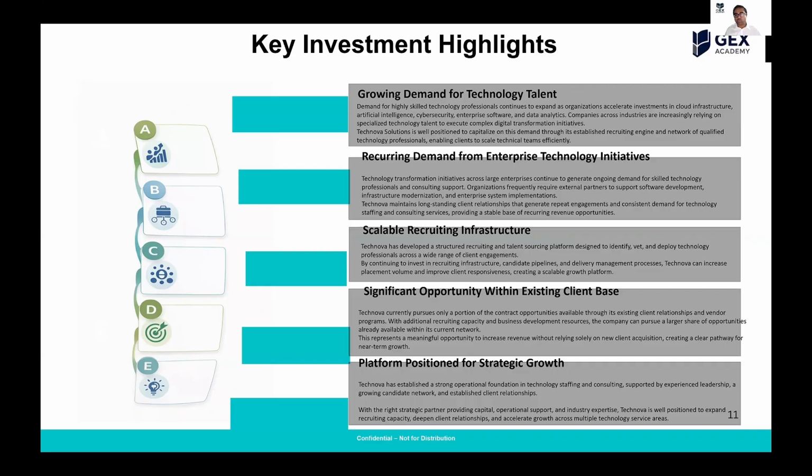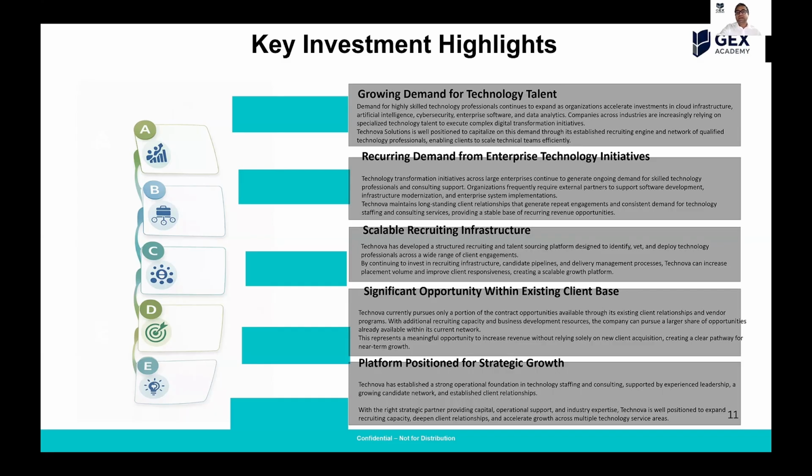So as a result of that, once a company establishes itself with a client, there is often an opportunity to generate repeat engagements and recurring revenue streams, right? So from an investor's perspective, recurring demand is generally attractive because it improves revenue visibility and also reduces dependence on constantly acquiring new customers. So that's super important. The third investment highlight here is scalable recruiting infrastructure, right?